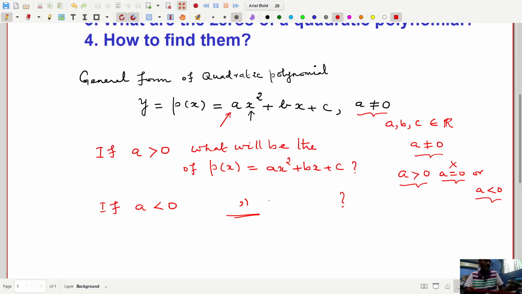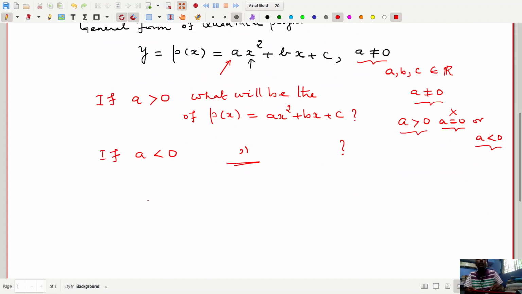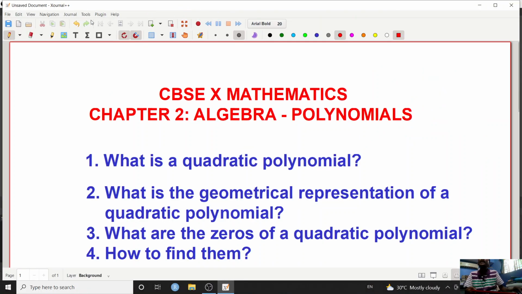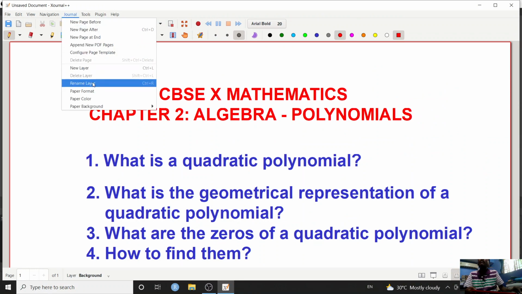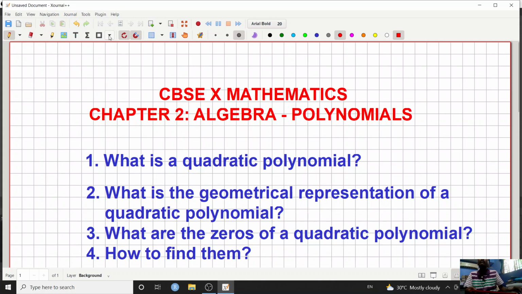Of course, for a general polynomial, whenever a polynomial is a quadratic polynomial, y equals ax square plus bx plus c with a not equal to 0, then its diagram is going to be of this form.